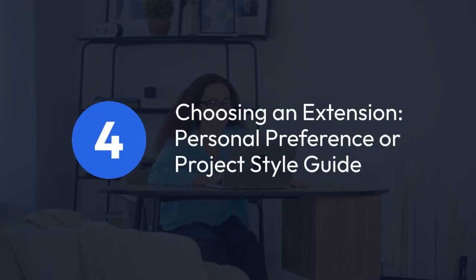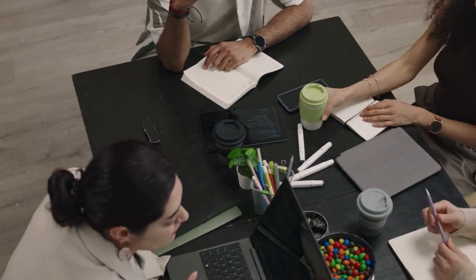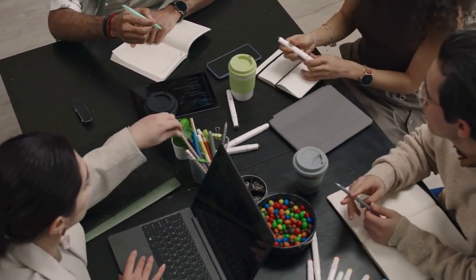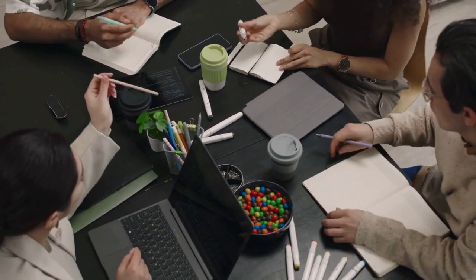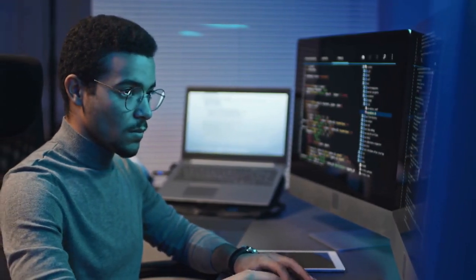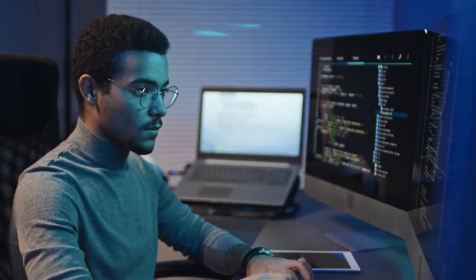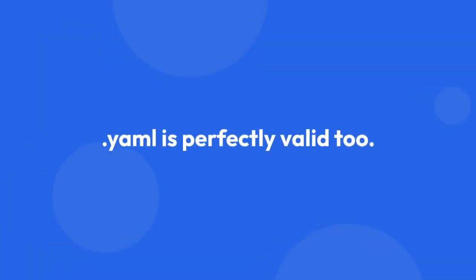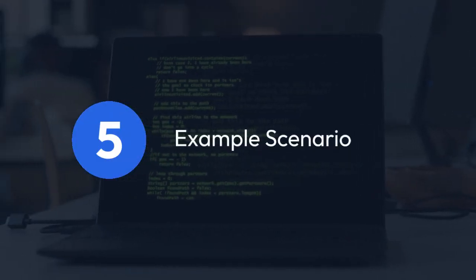4. Choosing an extension. Personal preference or project style guide. Ultimately, the choice comes down to personal preference or following a project's established style guide. If you are working on a project that already uses one, maintain that convention. If starting a new project, consider the advantages of .yml for brevity and reduced potential for compatibility problems. But .yaml is perfectly valid too. The core principle is consistency.